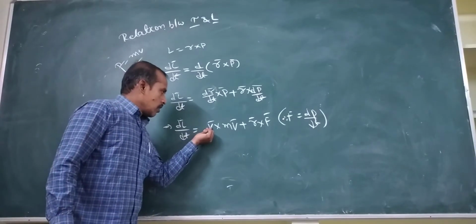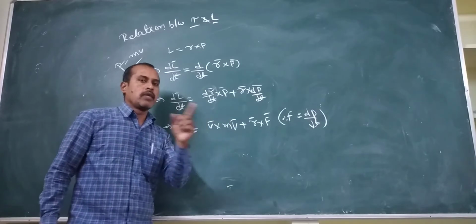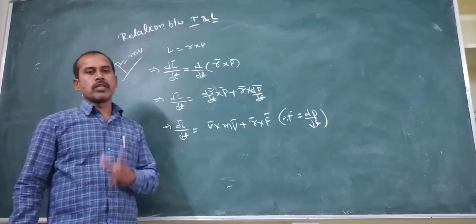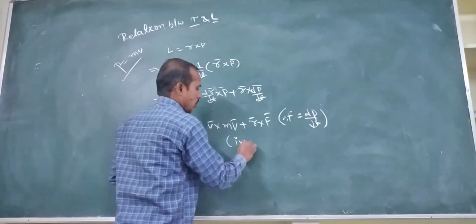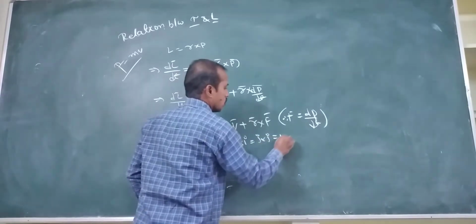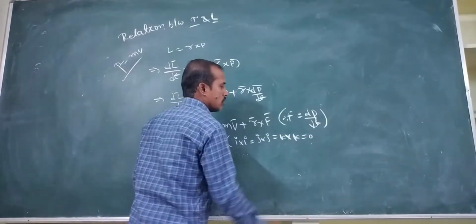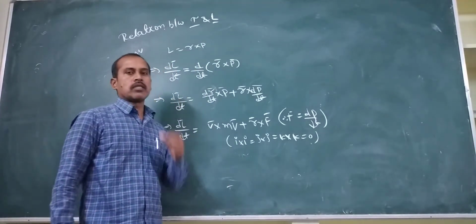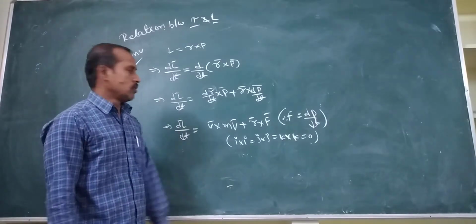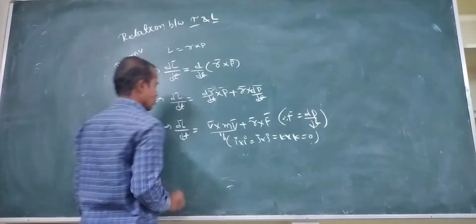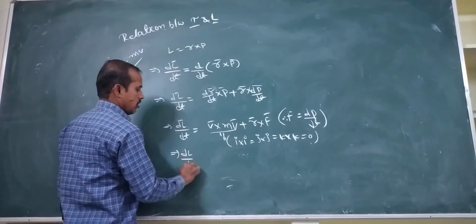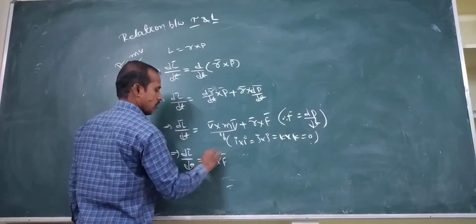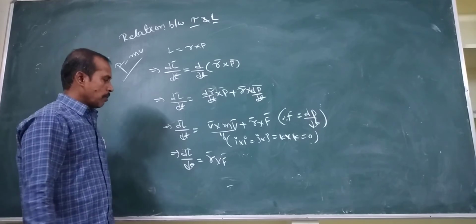Now the vector product of the same vectors, that means two parallel vectors, vanishes. For example, i cross i is equal to j cross j is equal to k cross k is equal to 0. Parallel vectors vanish, so that term is equal to 0. So dL/dt is equal to the remaining term, r cross F.